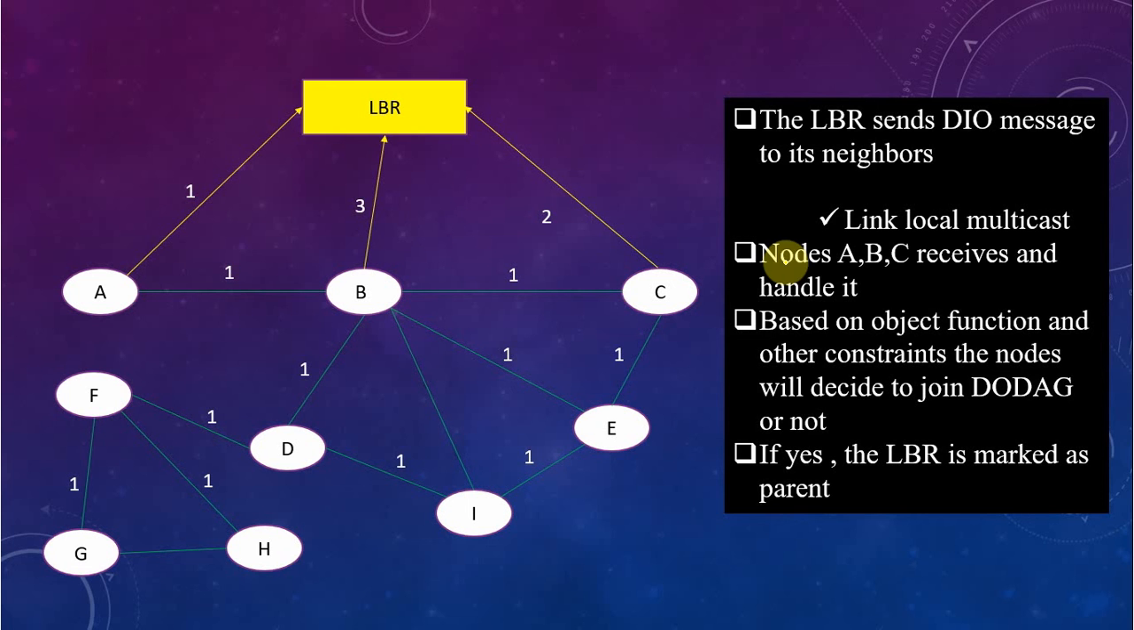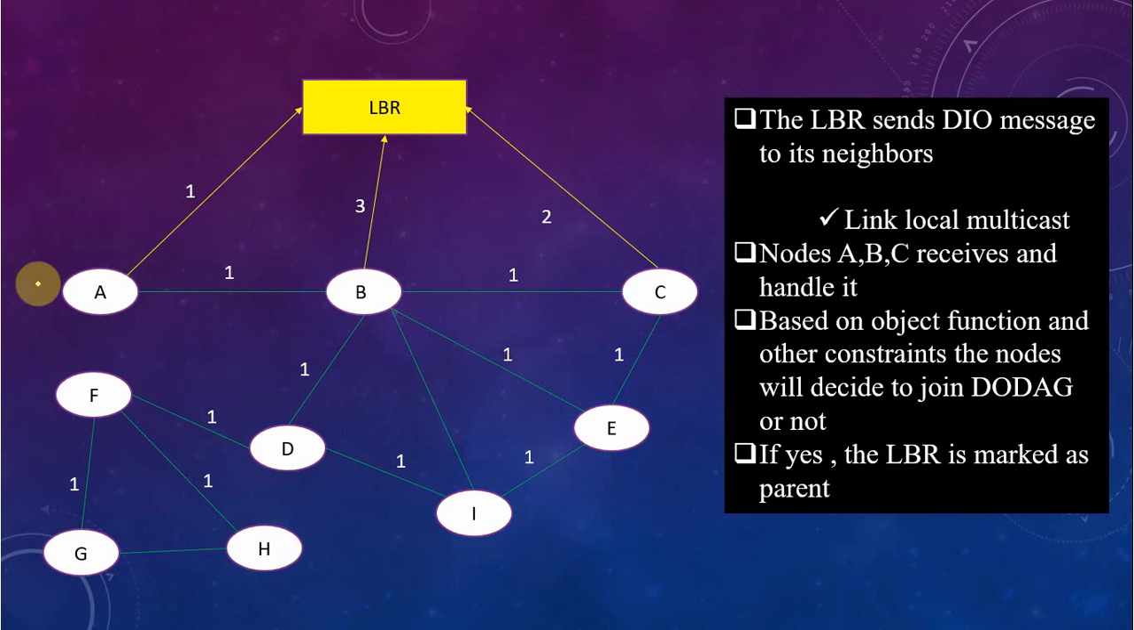So nodes A, B, C receive and handle it. Once these nodes receive the message from the LBR, based on the objective function and other constraints, the nodes will decide whether to join the DODAG or not. So nodes A, B and C will be provided with some objective function, and based on that they will decide whether to join that particular DODAG. If the LBR satisfies the objective functions of A, B, C, then they will join that DODAG and mark the LBR as the parent, that is, they will be forwarding the data to the LBR now.